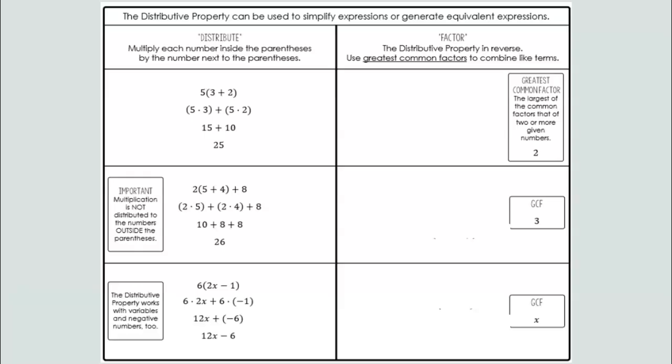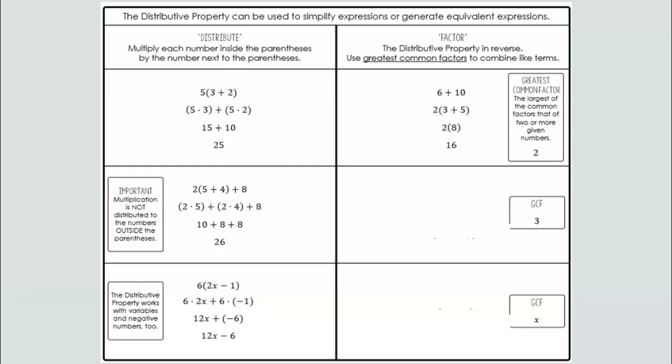Here we are going to factor out by finding the greatest common factor. 6 plus 10. Well, 6 plus 10 share a factor of 2. Both numbers can be divided by 2. When we divide 6 by 2, we get 3. 10 divided by 2 is 5. The 2 is written outside of the parentheses. 2 times 8 then gives us 16.